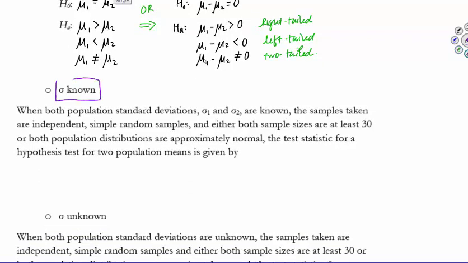When we know the population standard deviation, this is unlikely, but if they are known, then we are allowed to use the z-test statistic, z, created by x1 bar minus x2 bar, the difference between the two sample means divided by the square root of the first population standard deviation squared divided by the first sample size plus the second population standard deviation squared divided by the second sample size.